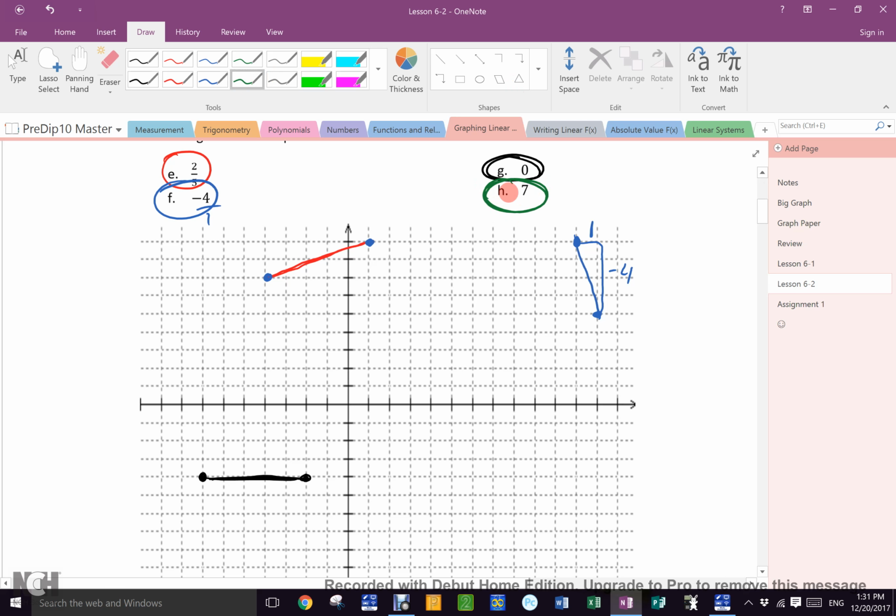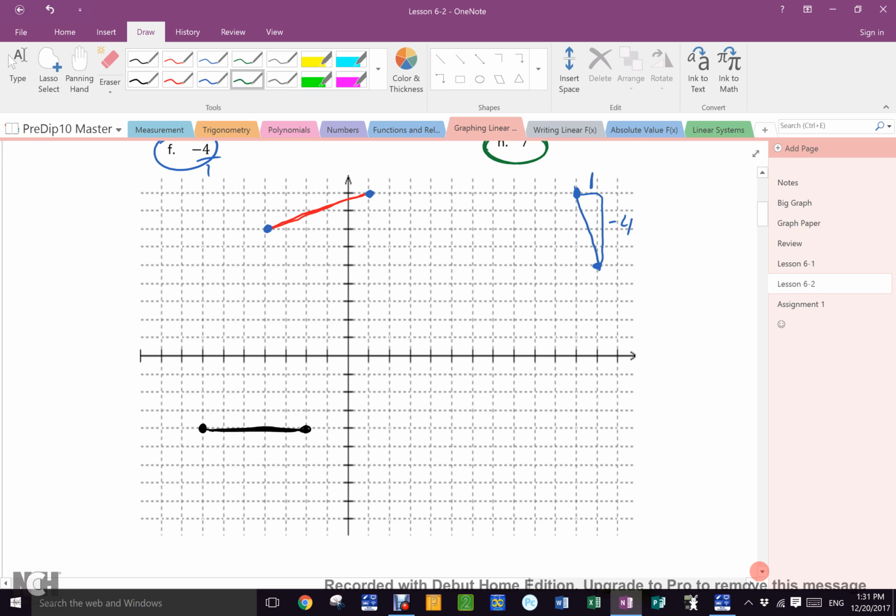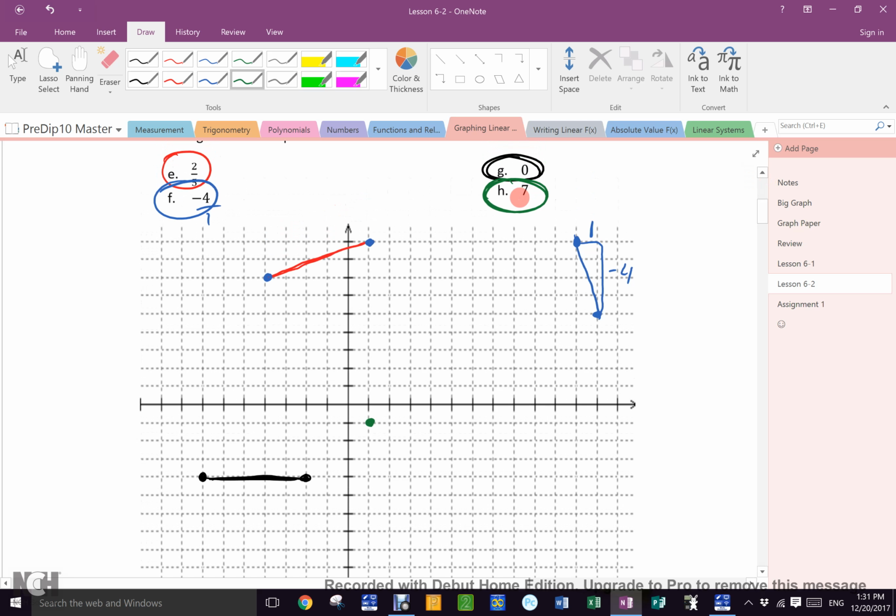And finally, H. Put a dot somewhere in the last remaining section, anywhere. I'm going to put mine there. And my slope is positive 7 over what? 1. So I can go up 1, 2, 3, 4, 5, 6, 7 and over 1. Or down 1, 2, 3, 4, 5, 6, 7 and over 1. And connect that line. Can everybody do a slope now?